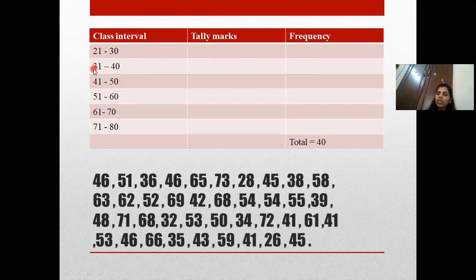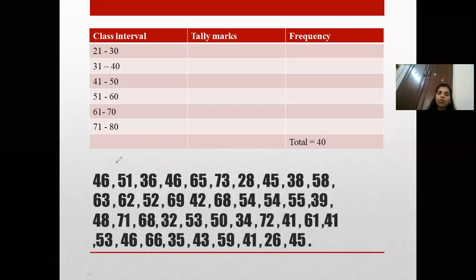So when the class interval is starting with 21, 21 is the lower limit and it is ending at 30, so 30 is the upper limit. And when you are subtracting the upper limit and the lower limit, the difference should be same when you are taking the class interval. So 61 to 70, 71 to 80. Now what we are going to do is we are going to put the tally marks according to the score or the marks which is given to us. So let's see how to go about it.